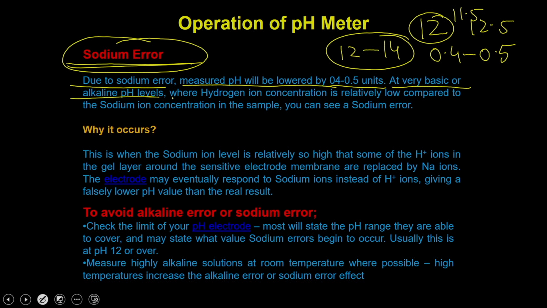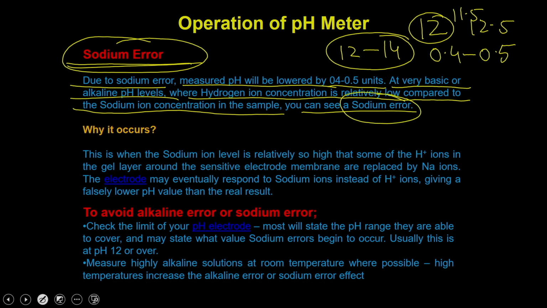It happens at a very basic or alkaline pH level, where the hydrogen ion concentration is relatively low compared to the sodium ion concentration in the sample, and that is what shows you the sodium error. Why is there a sodium error?